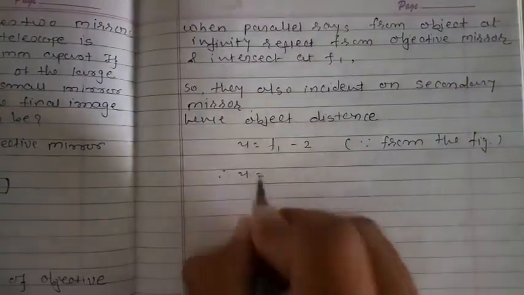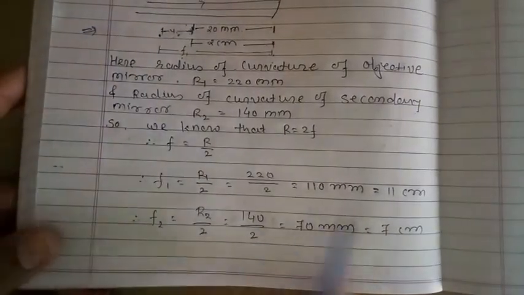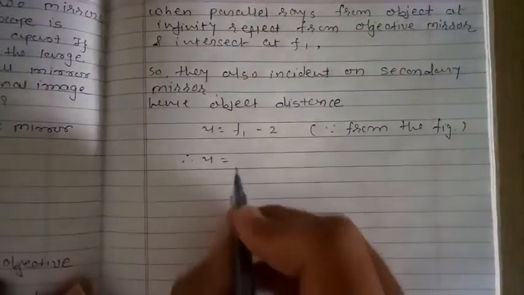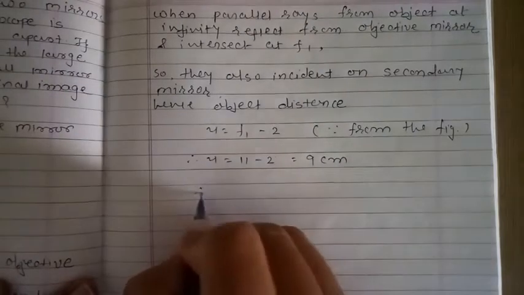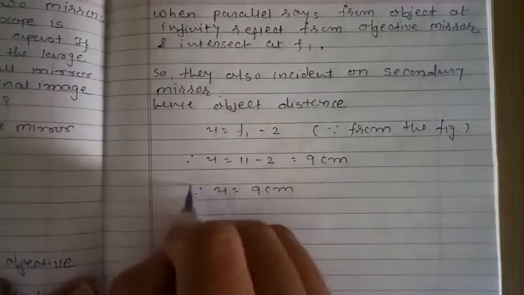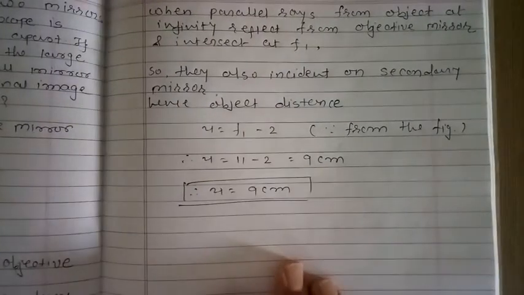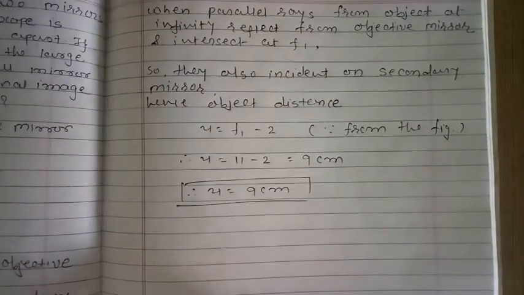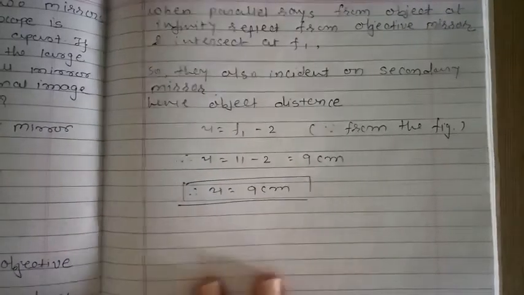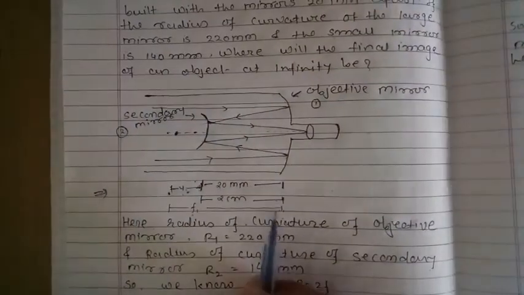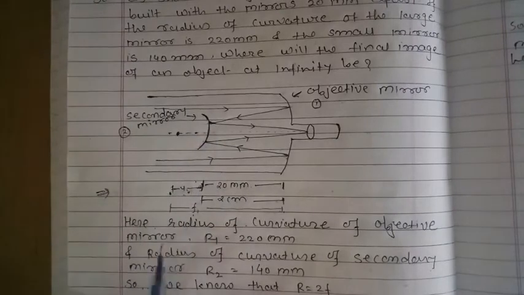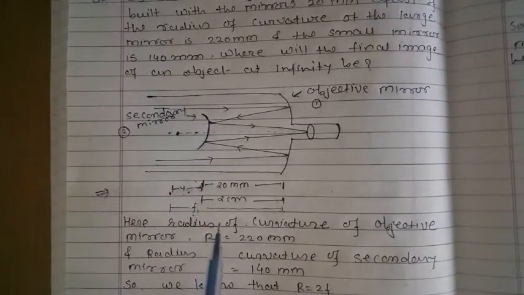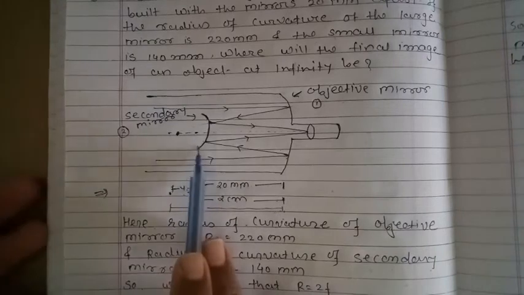So u is equal to the value of f1. We already found the value of f1. f1 is equal to 11. So 11 minus 2, so 9 centimeter. So here the object distance for the secondary mirror is 9 centimeter. We have to find the final image, right? So see here, the final image is due to the secondary mirror, right? So we have to find the image distance for the secondary mirror.